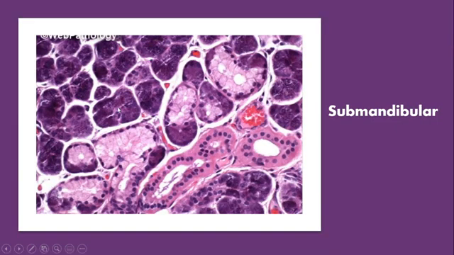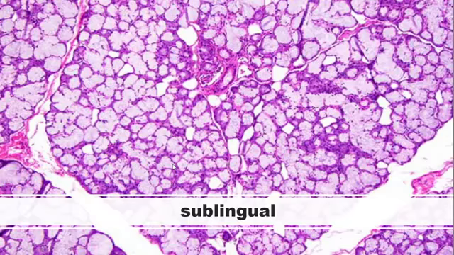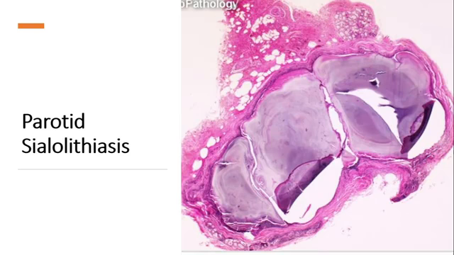Submandibular gland is a mixed salivary gland, both serous and mucinous components can be seen within the gland, in addition to the excretory or collecting ducts. Sublingual gland is mainly made of mucinous acini or glands, no serous acini.